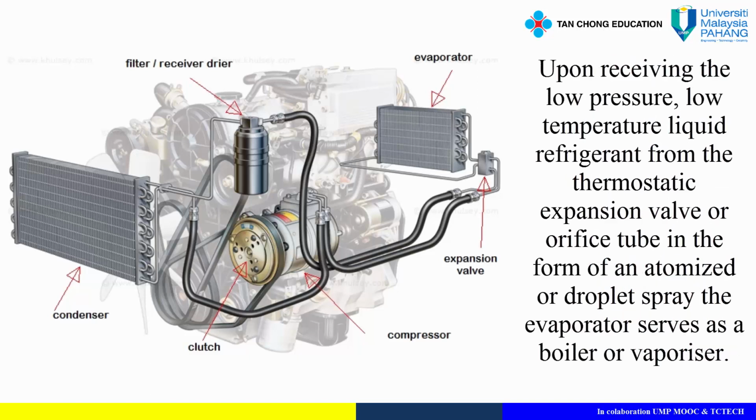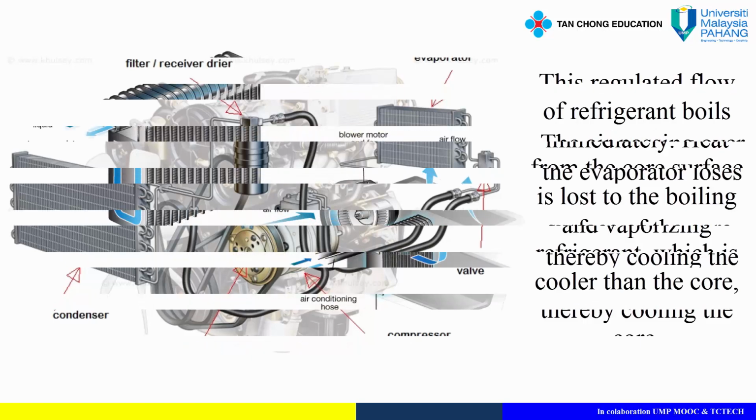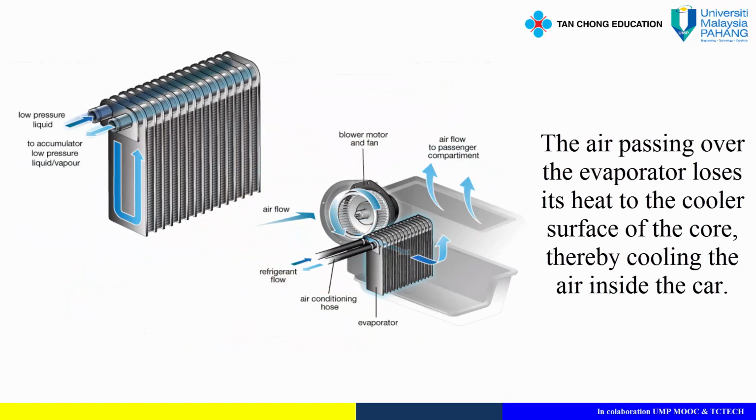Upon receiving the low-pressure, low-temperature liquid refrigerant from the thermostatic expansion valve, or orifice tube, in the form of an atomized, or droplet spray, the evaporator serves as a boiler, or vaporizer. This regulated flow of refrigerant boils immediately. Heat from the core surface is lost to the boiling and vaporizing refrigerant, which is cooler than the core, thereby cooling the core. The air passing over the evaporator loses its heat to the cooler surface of the core, thereby cooling the air inside the car.